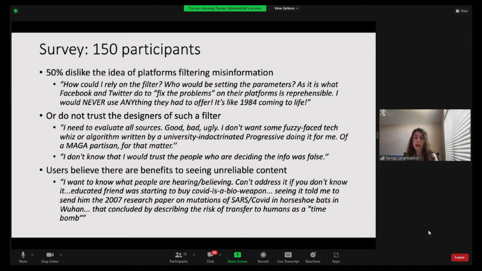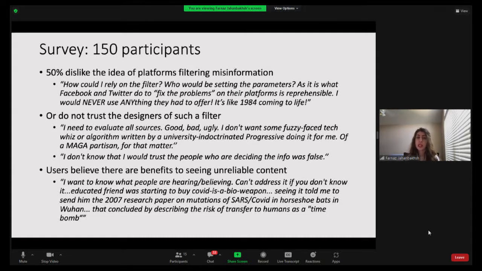In the same survey, we asked participants to imagine a filter that would block out misinformation from their feed. And then we asked for their perceptions of such a filter and their ideas for improving it. But the majority of participants actually interpreted this filter as one that would be managed by the platforms, and were vehemently opposed to ceding the power of content moderation to platforms. As one participant said, how could I rely on filter? Who would be setting the parameters? As is what Facebook and Twitter do to fix the problems on their platforms. I would never use anything they had to offer. It's like 1984 coming to life.